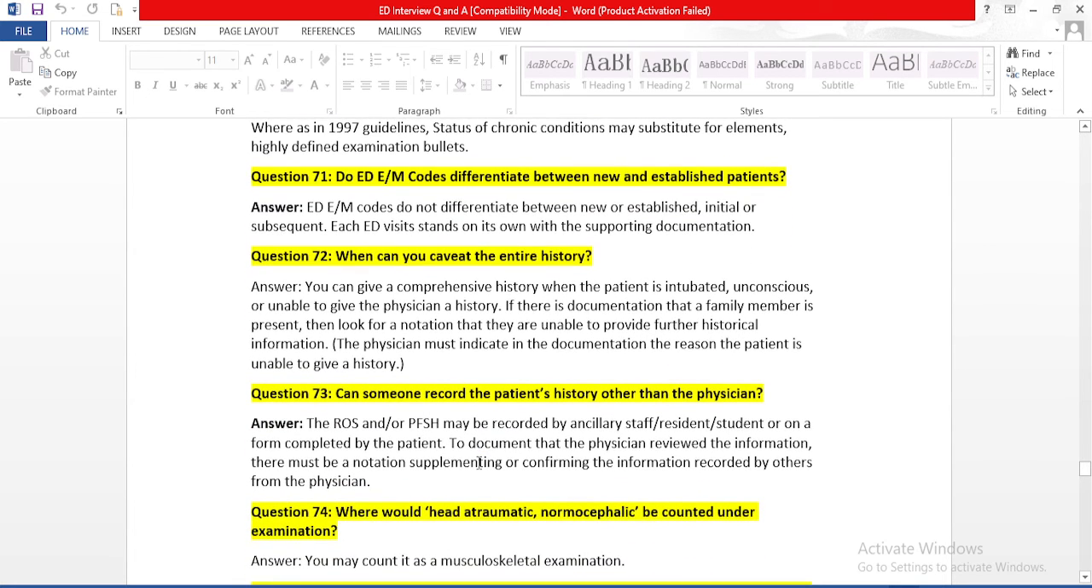Next question. Do ED E&M codes differentiate between new and established patients? Basically in the ED, there is no differentiation between new and established patients, as ED services provide emergency services.